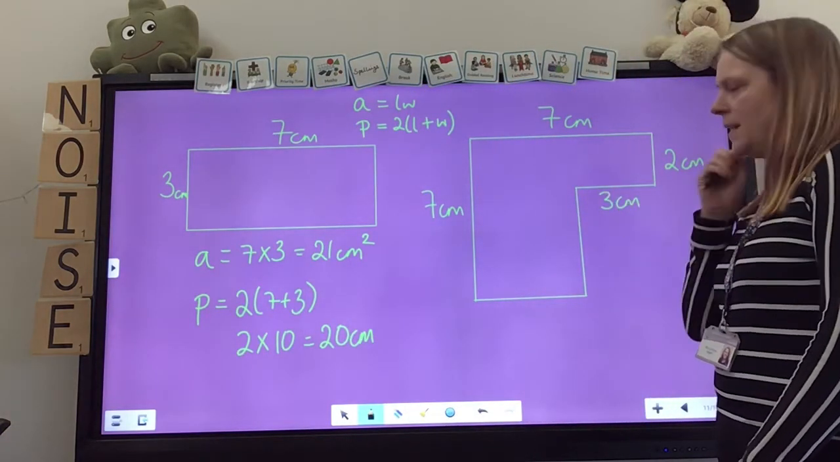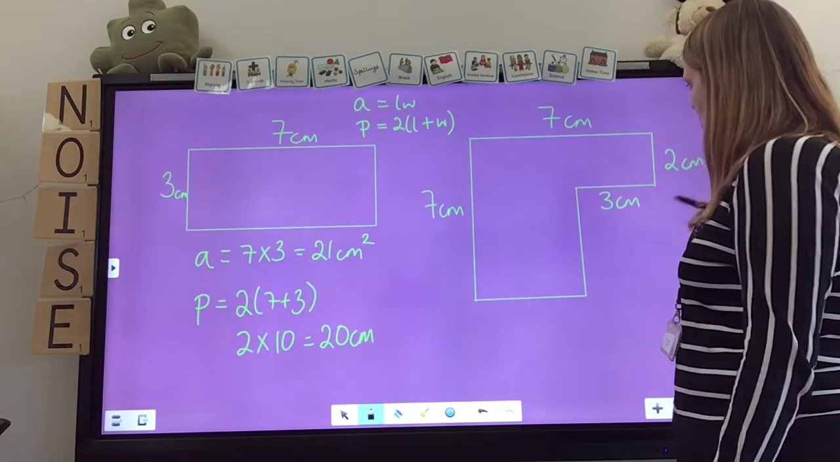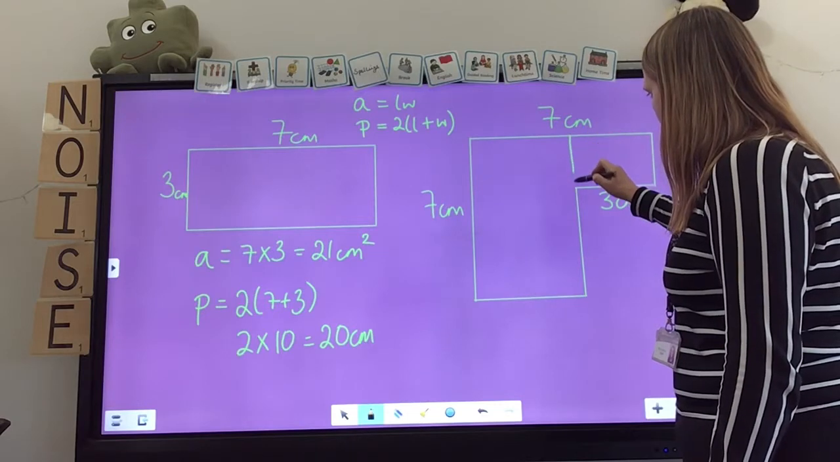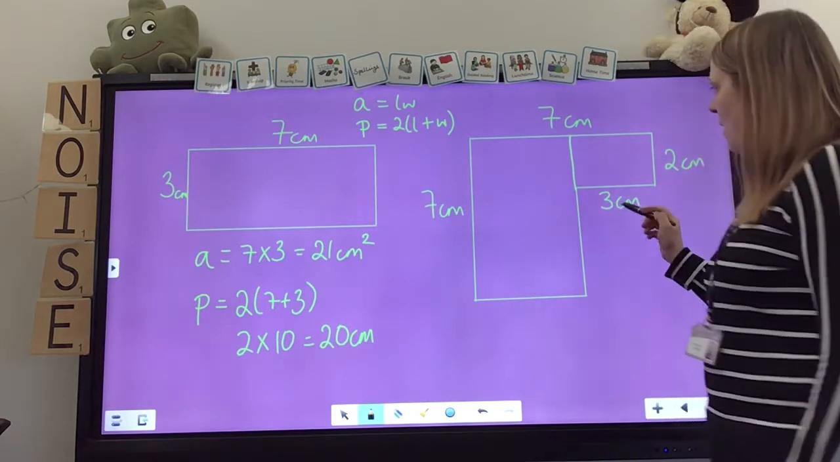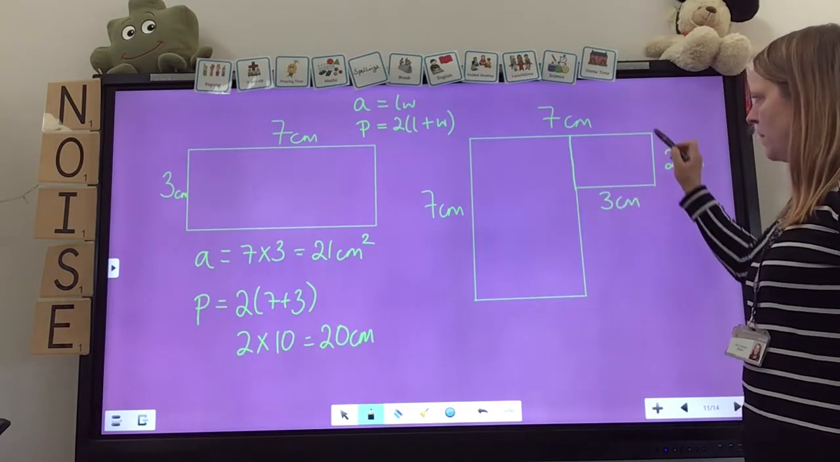This one here is the tricky one, isn't it? Because it's a rectilinear shape, so I'm going to have to split it into 2. I'm going to go down this way today. So I have now an oblong that is 3 by 2.